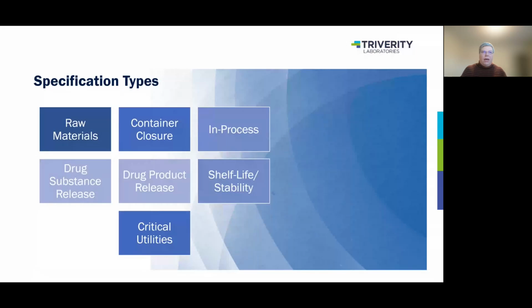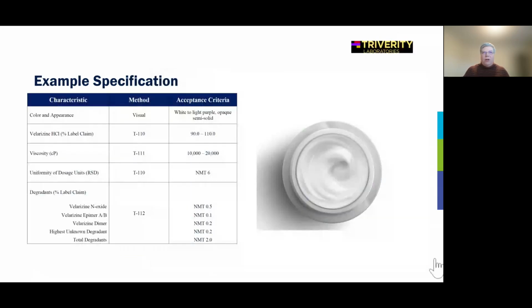The different specification types are raw materials, so the excipients that go into your finished product, container closure, the packaging, in-process tests or bulk testing, drug substance release, drug product release, shelf life or stability, and then critical utilities. And critical utilities would be things like WFI water or compressed gases that you would use in your process. For our presentation here, we're focusing really on the drug substance and drug product release, but we're going to touch on just a little bit of the raw material and critical excipients or critical utilities.